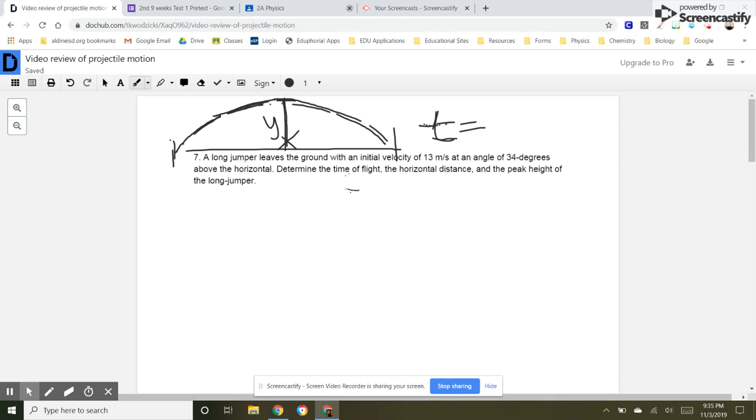Okay, so anytime that you get a question that says an angle, you need to know that you need to break up our components. And we do that because we know that the x component and the y component of velocity are independent of each other. And the way that we learned how to do that is by using some basic trigonometry. So what I like to do is just set it up as a triangle. Okay, so I have my velocity that was given of 13 meters per second, and then we were given an angle of 34 degrees.